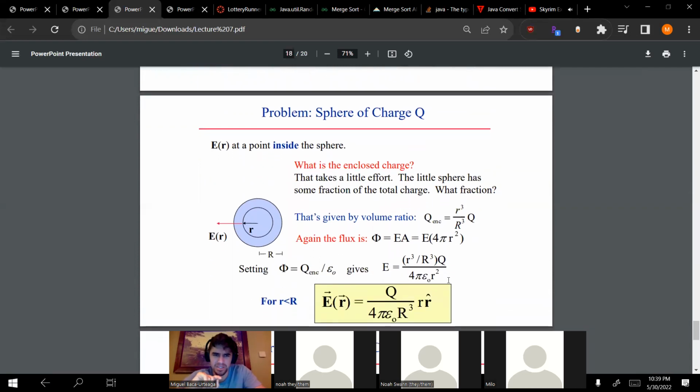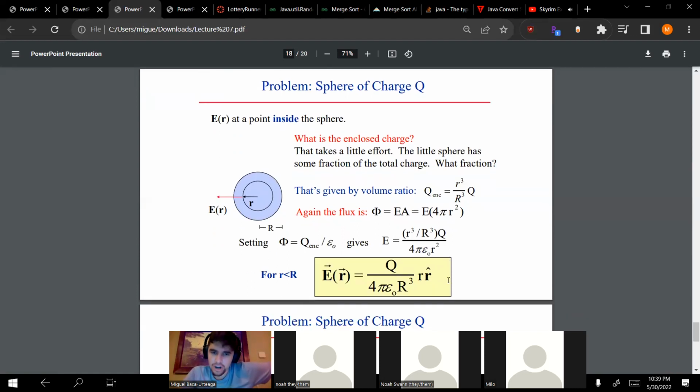Sphere of charge Q. The electric field in terms of r at a point inside the sphere. So now instead of talking about the electric field outside of the sphere, like the equation we were looking at earlier, we have a different one. Instead, we're talking about the electric field inside of it. All that changes is it's the charge divided by 4 pi epsilon naught times the radius cubed. The radius is the radius of the sphere, but then you have little r, which is the distance to the inner sphere.